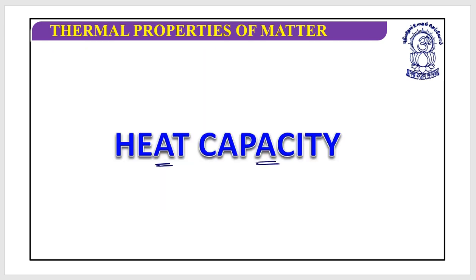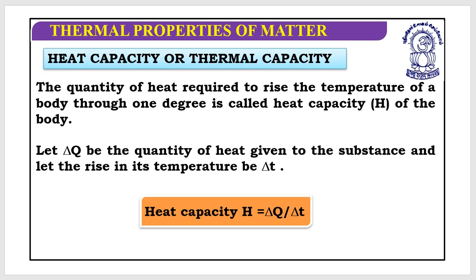Now let's discuss heat capacity. What is it? We can also call it thermal capacity. The quantity of heat required to raise the temperature of a body through 1 degree is called the heat capacity of the body. When delta Q is the quantity of heat given to the substance, and the rise in its temperature is delta T, then the heat capacity H could be written as delta Q by delta T.